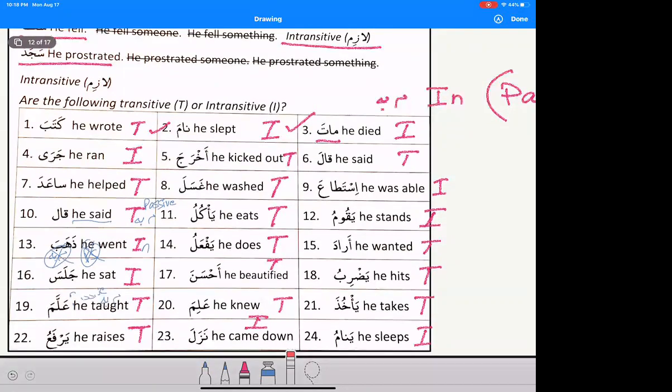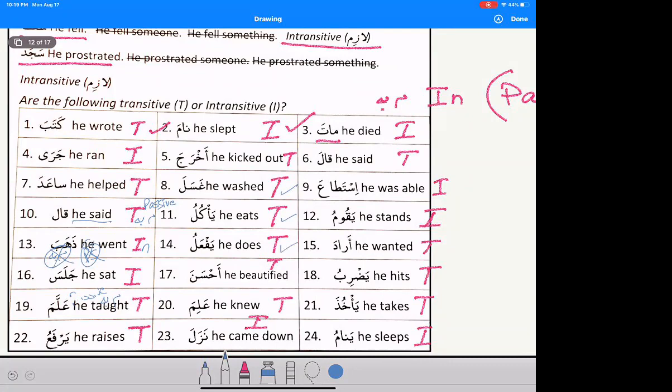Now, yarfa'u, he raises something or someone. متعدي, yes. Mutaddi, transitive, very good. Ghasala means he washed something or someone. Transitive, yeah. Yakulu, he eats something or someone. Transitive. Yafalu, he does something or someone. Transitive. He does something, makes sense.